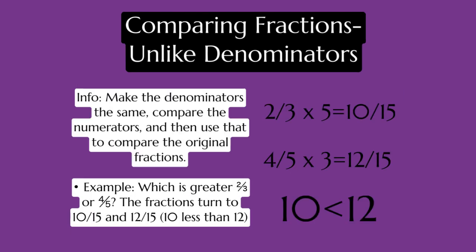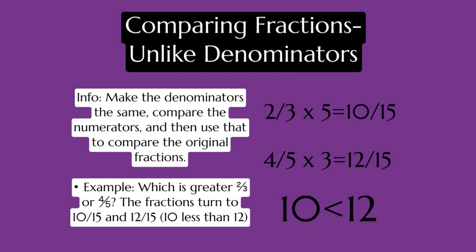Now if you got that, I think it's time to tackle the more complicated fraction comparison, comparing with unlike denominators. So to compare the fractions, we need to make the denominators the same first. We do this by getting the LCM, or least common multiple, of the two denominators. For instance, in this example, our denominators are 3 and 5, which makes our least common multiple 15.